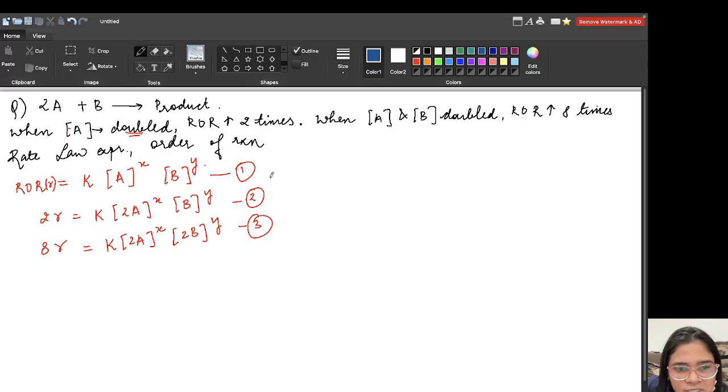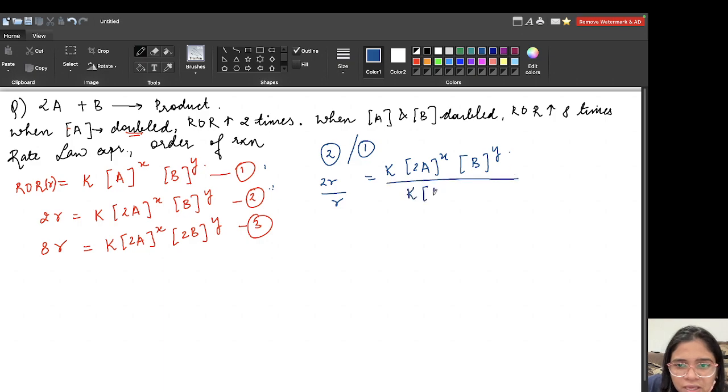See, what we can do is we can just divide 2 by 1 so that your B gets cancelled. First let us try 2 divided by 1. The second reaction is 2R divided by R, which is equal to k (2A) raised to the power x, B raised to the power y, and my R will be k A raised to the power x, B raised to the power y. Why did I choose 2 and 1 only? So that my B and B get cancelled here. So if I cancel them, what do I get? Like this and this gets cancelled, this and this gets cancelled.